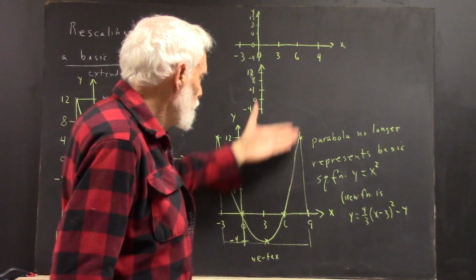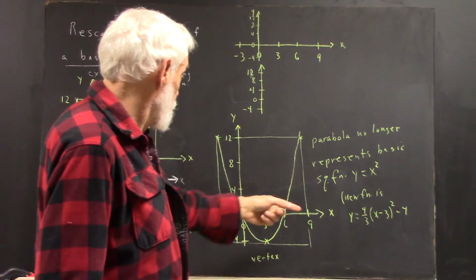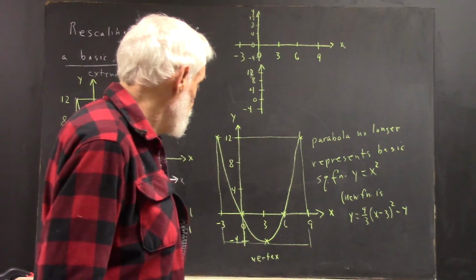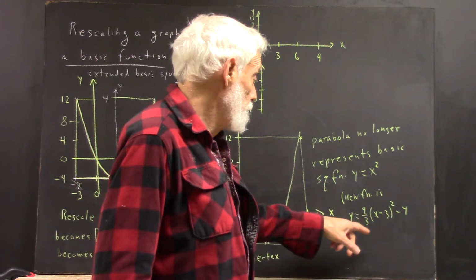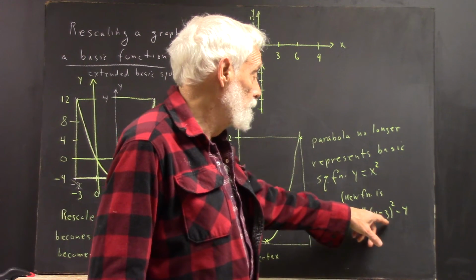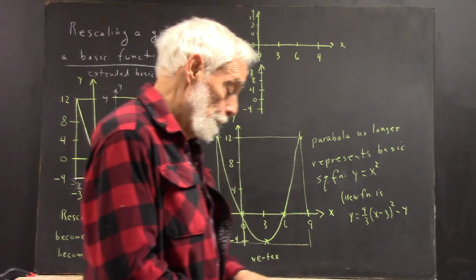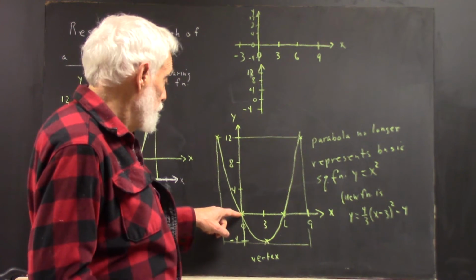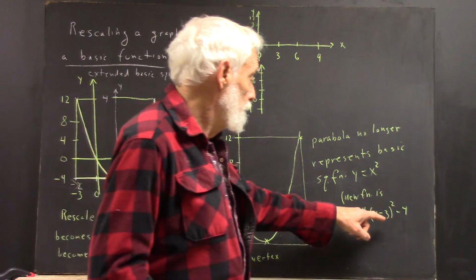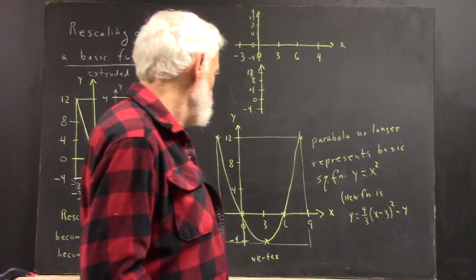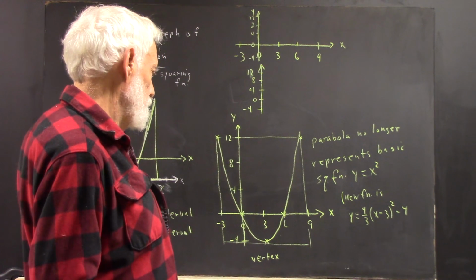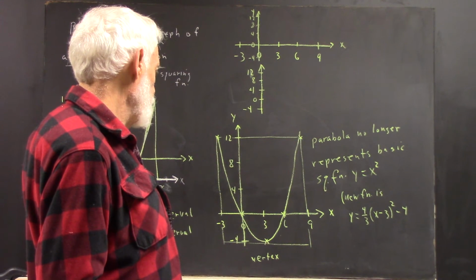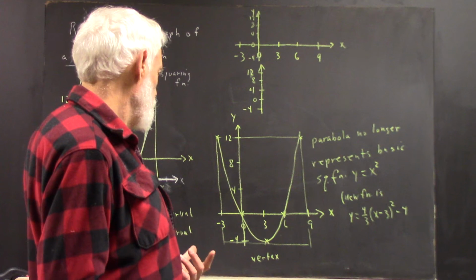Now, the parabola that we have pictured here, according to this x and y axis, is no longer the y equals x squared parabola, and I've asserted that the new function is 4/3 times (x minus 3) quantity squared minus 4. And if you plug in 0, you should get 0. And you don't.